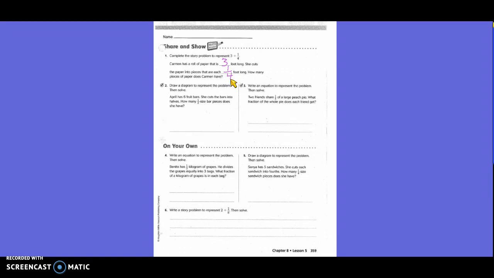So we could just do this, make this 3 over 1, right? Circle this because we're going to flip it. So we rewrite that as 3 over 1 times what? 4 over 1, which equals 12 over 1, which equals 12 pieces.